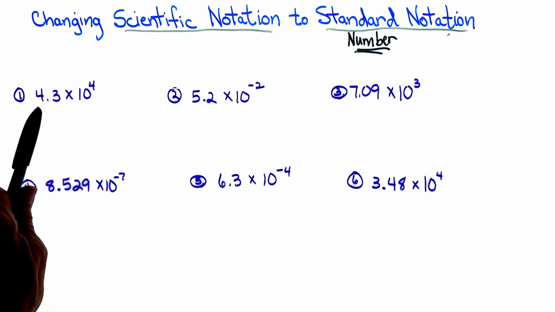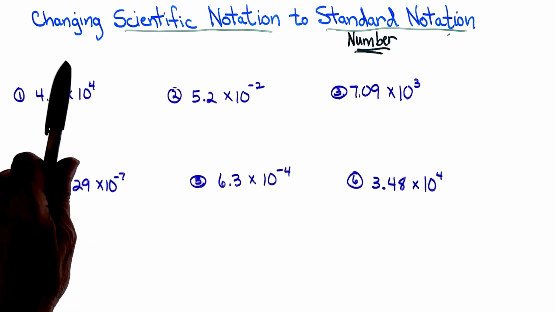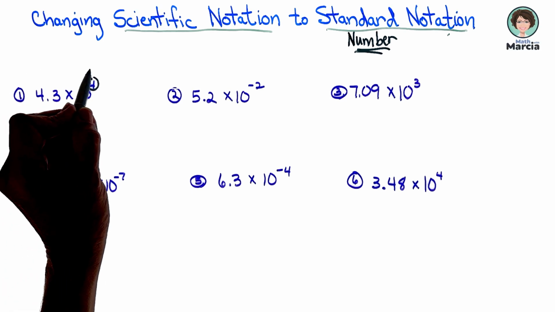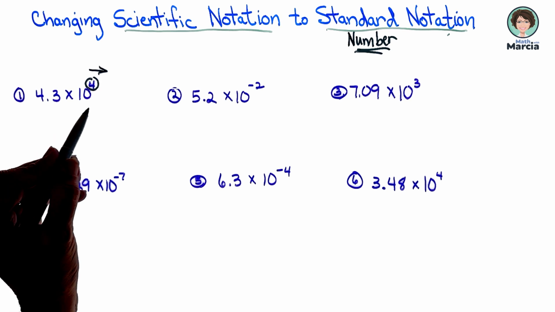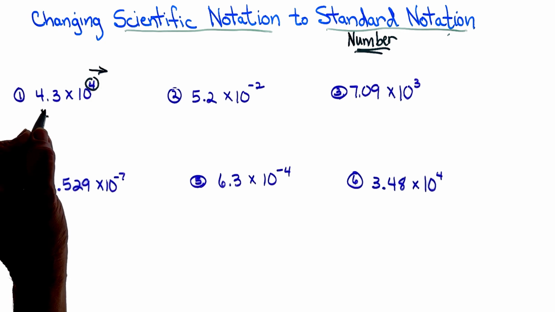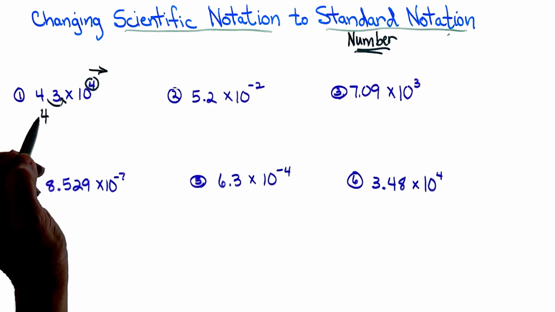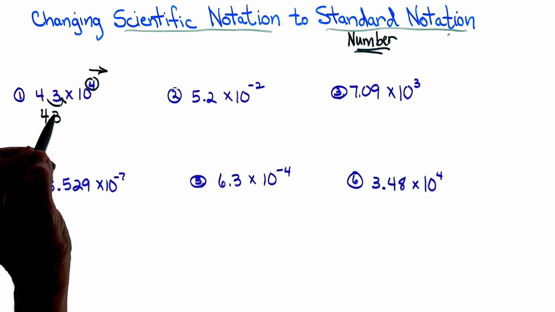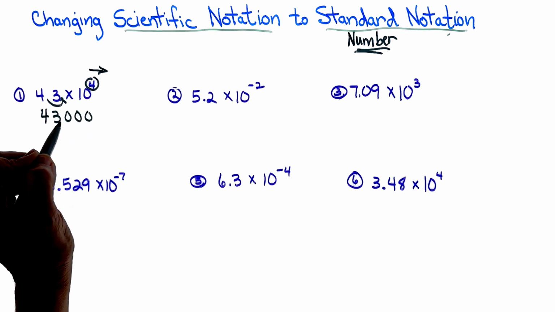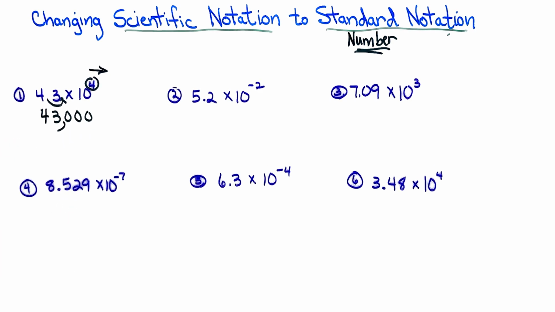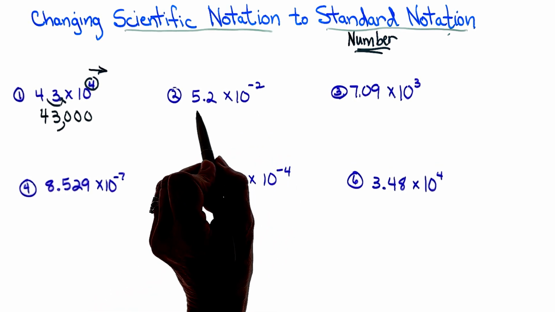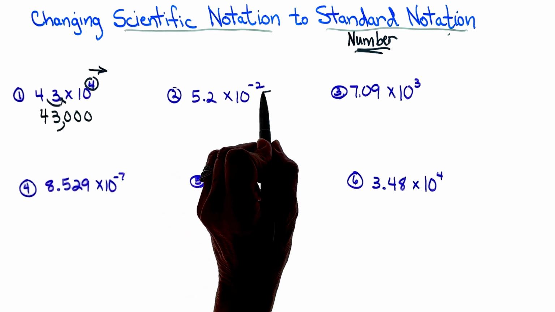Well, if I have 4 3/10 times 10 to the 4th power, when my exponent is positive, I know that my decimal point is going to be moving to the right because the number is going to be a big number. So I have my 4, and here is 1 decimal place I've moved over. I've only used up 1, and I need to get to 4. So I'm going to put 3 zeros. 1, 2, 3. And that answer is 43,000.